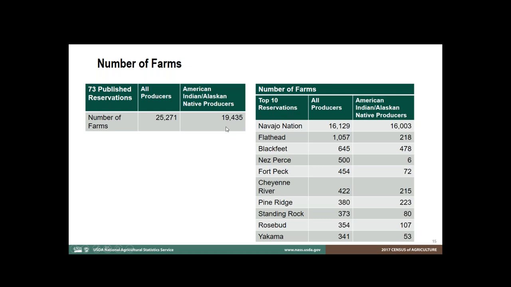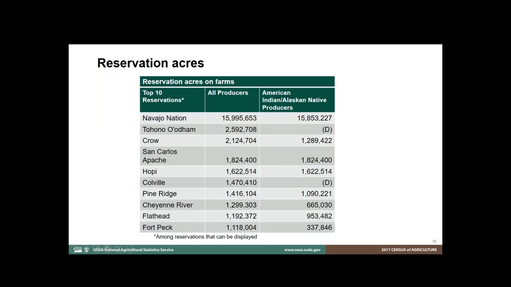Of those, about 19,400 farms that operated on an American Indian reservation were actually operated by American Indian or Alaska Native producers. We can break that down further by the count of farms by reservation. You can see by far the largest number of farms were on the Navajo reservation, with over 16,000 farms, followed by the Flathead, the Blackfeet, the Nez Perce, and the Fort Peck reservation. And you can again break that down by whether those farms were operated by any producer or by American Indian or Alaska Native producers.